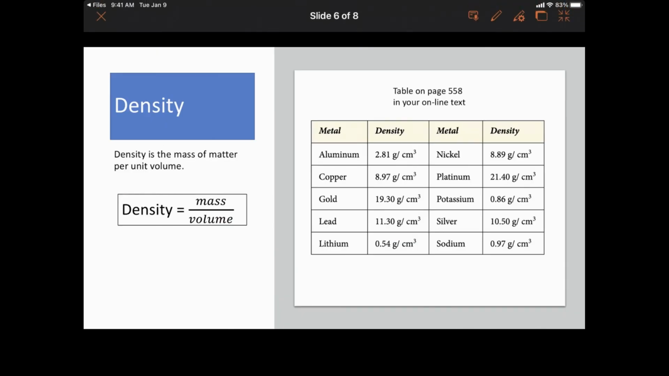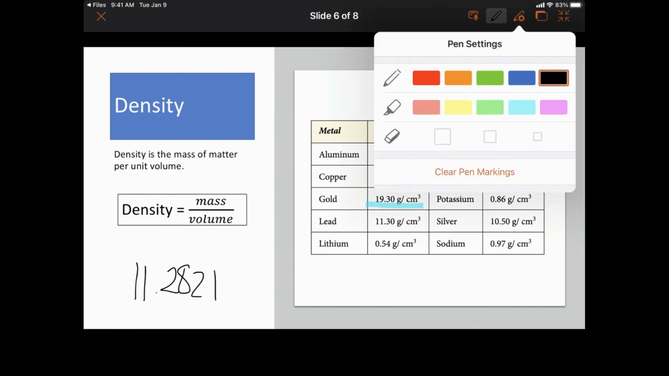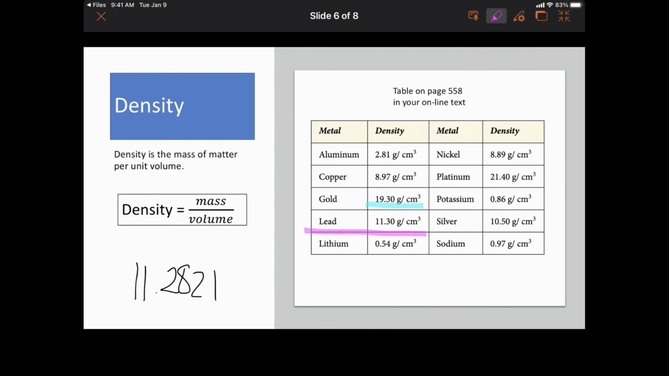Okay, gold is 19.3. So that's not even close. If it was close, maybe 19 flat, or maybe 19.5 or 19.88, because maybe Jack's equipment, his scale, is not the most accurate. But I don't think that's close. Oh, look at the one underneath. We had 11.2821. That's pretty close to lead. So I'm going to say it's probably lead.